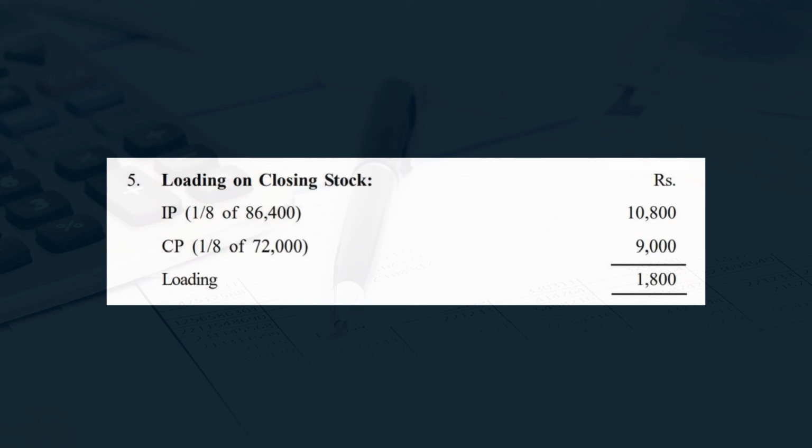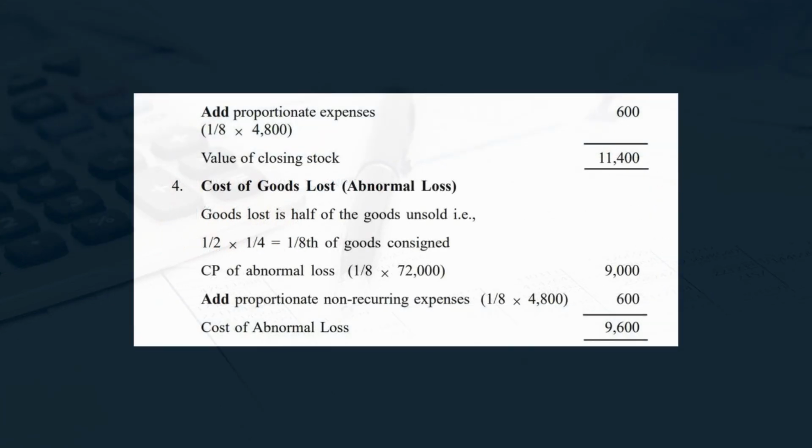We are having the amount of closing stock. So 1/8 of 86,400 is 10,800, and the cost price was 72,000, so 1/8 of this is 9,000. So the loading is 1,800. This we have calculated. Or we can say that the value of the closing stock was 11,400, and the cost of abnormal loss of the goods was 9,600. So the difference of 11,400 and 9,600 is again 1,800.